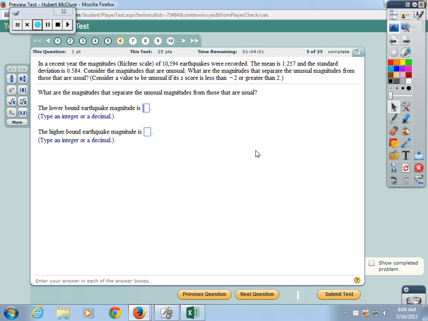All right, look at that one. In recent years, the magnitude, blah, blah, blah, was recorded. The mean, blah, blah, blah, and the standard deviation is blah, blah, blah. Consider the magnitudes are unusual. What are the magnitudes that separate the normal from the unusual, or vice versa, the unusual from the normal? They want to know what is 2 standard deviations above and 2 standard deviations below. So, do it. In other words, draw your normal distribution and then go 2 to the right and 2 to the left. This one shouldn't take more than a minute to do on your test.